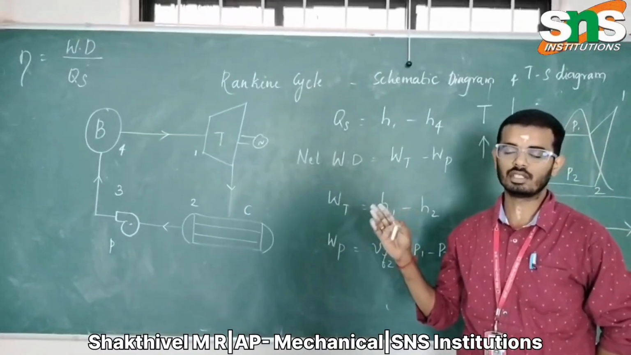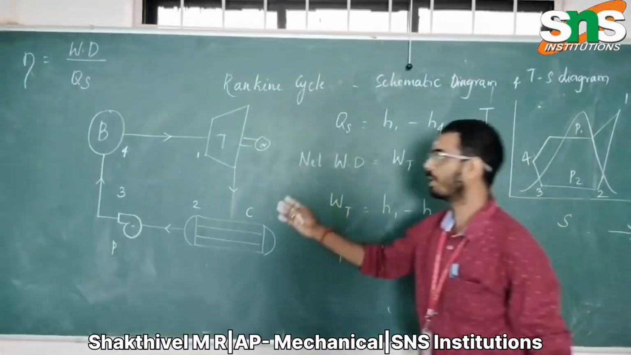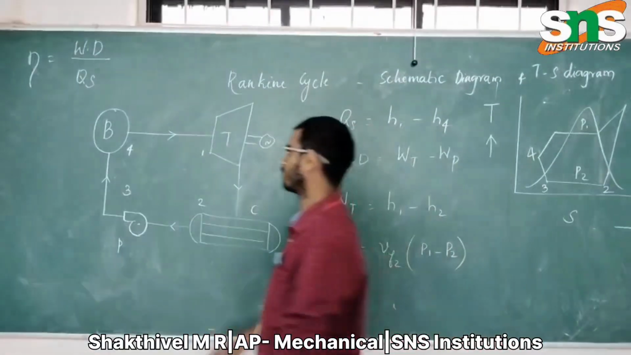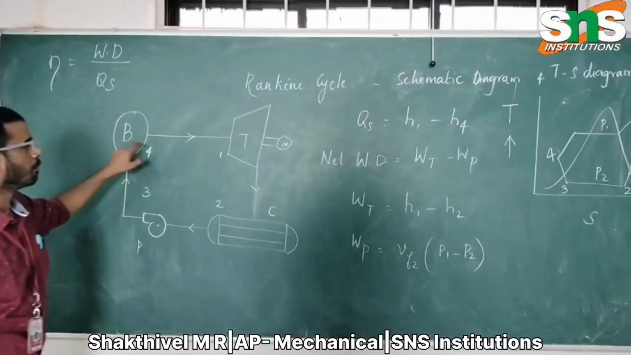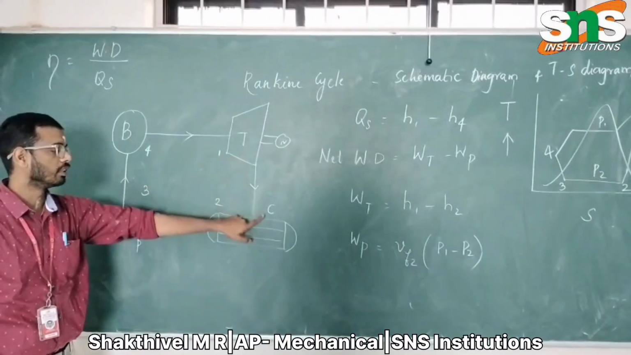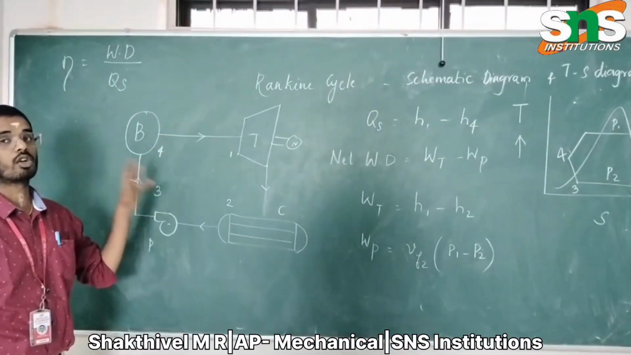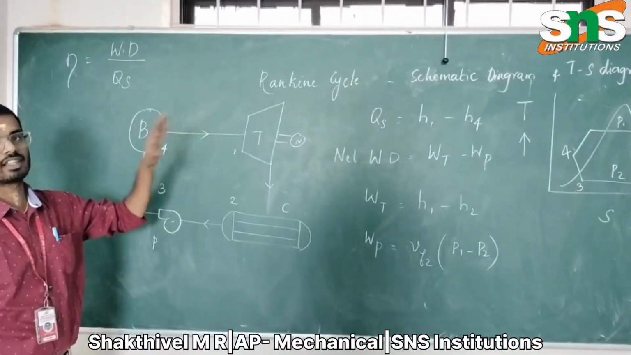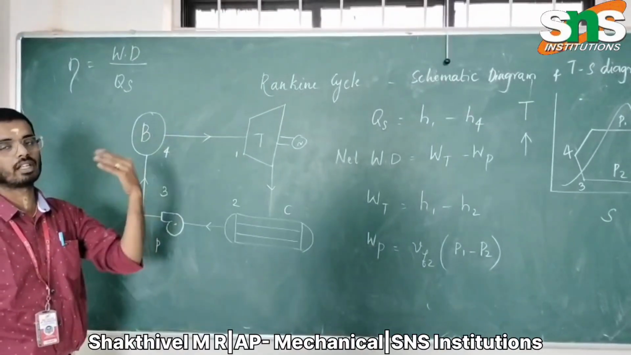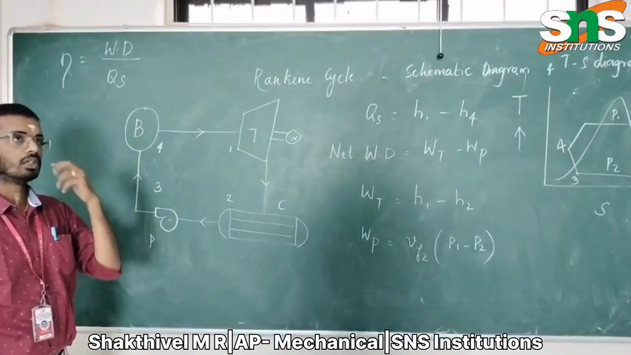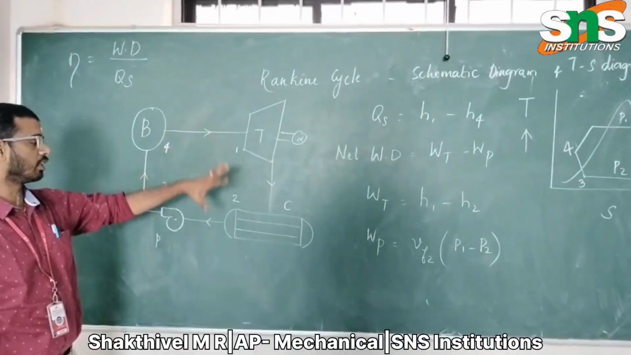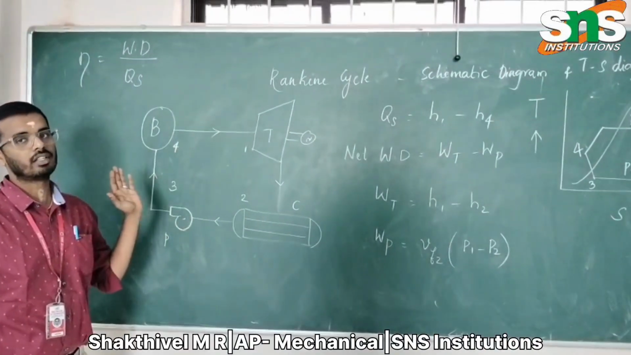This is the schematic diagram for the Rankine cycle: boiler, turbine, condenser and pump. These are the four units and the major components working in the Rankine cycle to improve the efficiency and get better output from the cycle. It is a common cycle used in thermal power plants.